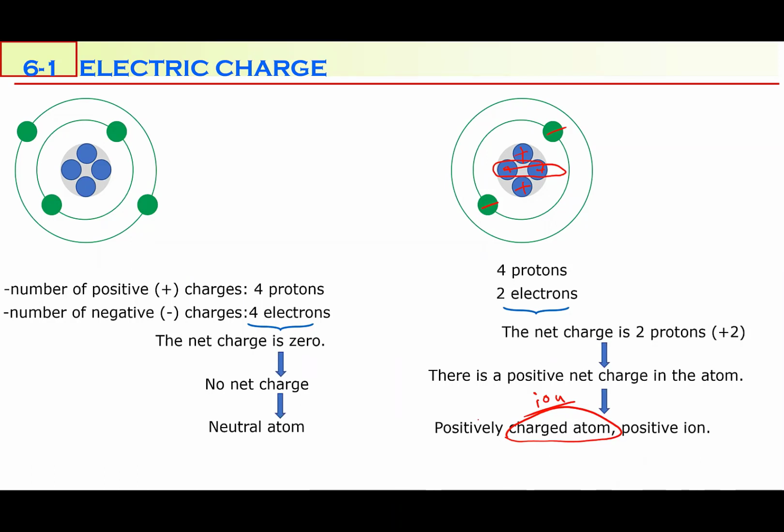If number of electrons are greater than number of protons, which means there are additional electrons, excess electrons, this atom is known as a negatively charged atom or negative ion. If number of protons are greater than number of electrons, or vice versa, number of electrons are less than number of protons, in this case, there are additional excess protons. Protons are positively charged particles. That's why this atom is called a positively charged atom or positive ion.